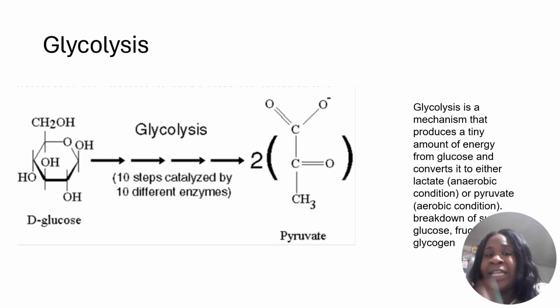So here we have glycolysis, an actual breakdown of it. Glycolysis is a mechanism that produces a tiny amount of energy from glucose and converts it to either lactate or pyruvate. All the intermediates in glycolysis have either 3 or 6 carbon atoms. All of the reactions fall into one of 5 categories: either a phosphoryl transfer, a phosphoryl shift, an isomerization, a dehydration, or an aldol cleavage. It is the sole route that functions in every cell in the body.